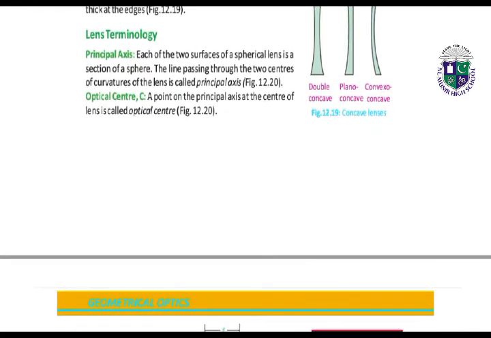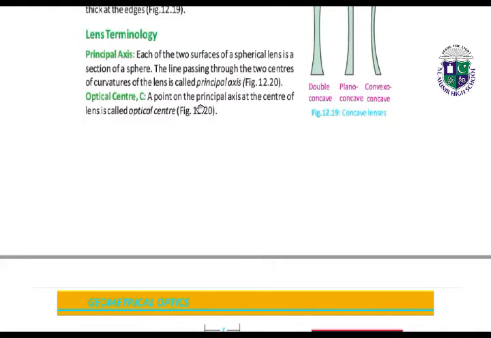Lens terminology. Here we have the principal axis of a lens. Each of the two surfaces of the spherical lens is a section of a sphere. The line passing through the two centers of curvatures, वो line जो दो center of curvatures से pass हो रही है lens के, we call it principal axis.